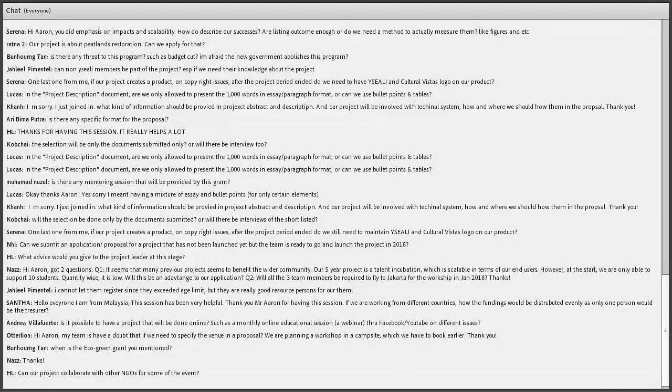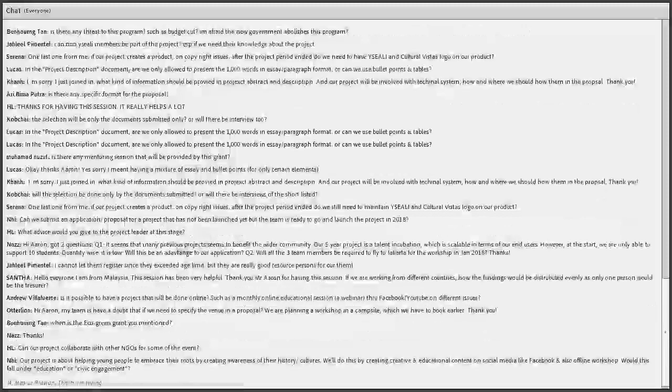Santha asks, if we are working from different countries, how will the funding be distributed, as only one person will be treasurer? Great question, Santha. Yes, the funding will be distributed to the treasurer. It is then on the treasurer to distribute it to the rest of the team. I know this sounds difficult, so you should put in your budget, which we'll go over next week, the distribution fees. Transfer fees cost money, and you need to have that ready and be thinking about it in your project.